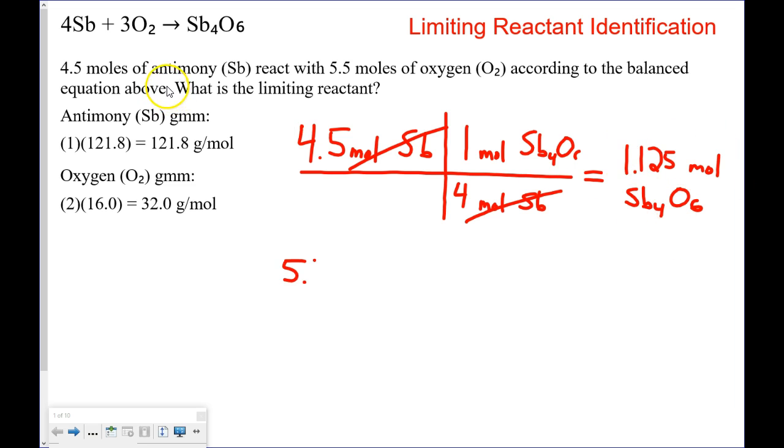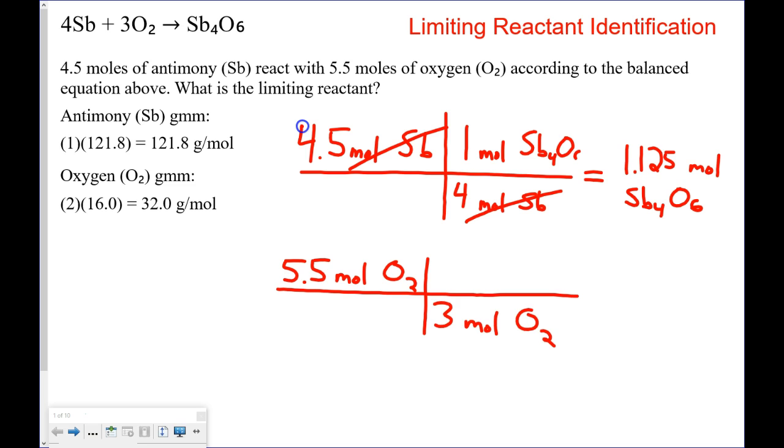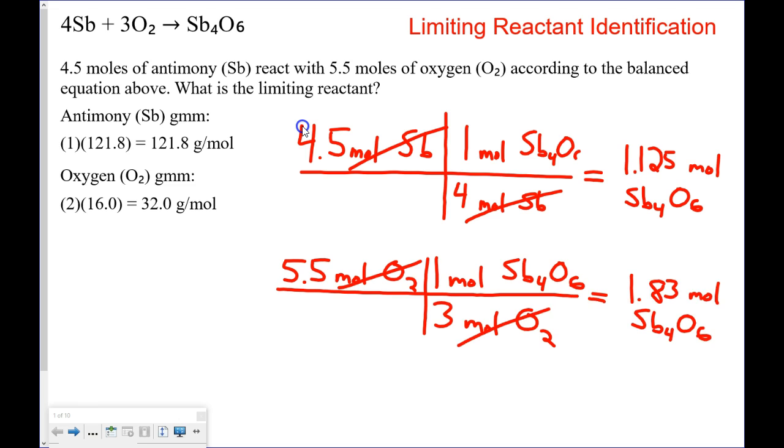What we need to do now is compare it to the amount that we're going to get from 5.5 moles of oxygen. So I'm going to do the exact same thing here. Only difference being, in this case, I'm going to use a different molar ratio. Here I see 3 moles of oxygen for every 1 mole of antimony oxide. So here I'm going to use that molar ratio of 1 to 3. Now when I do the math, I'm going to get 1.83 moles of antimony oxide.